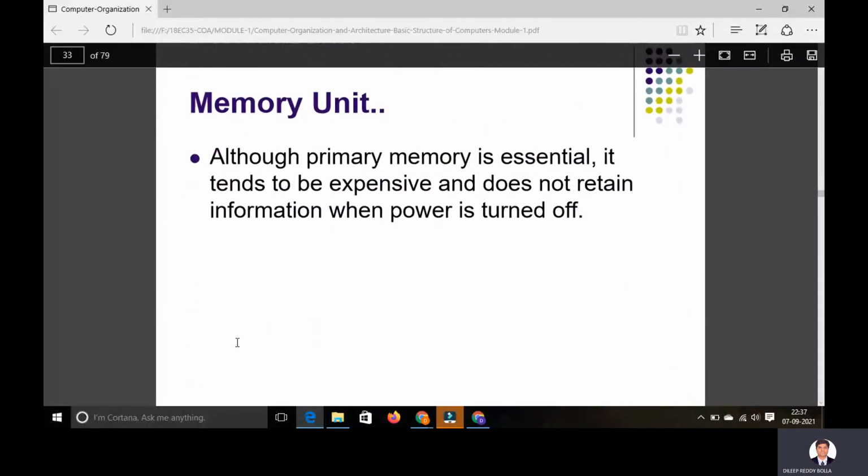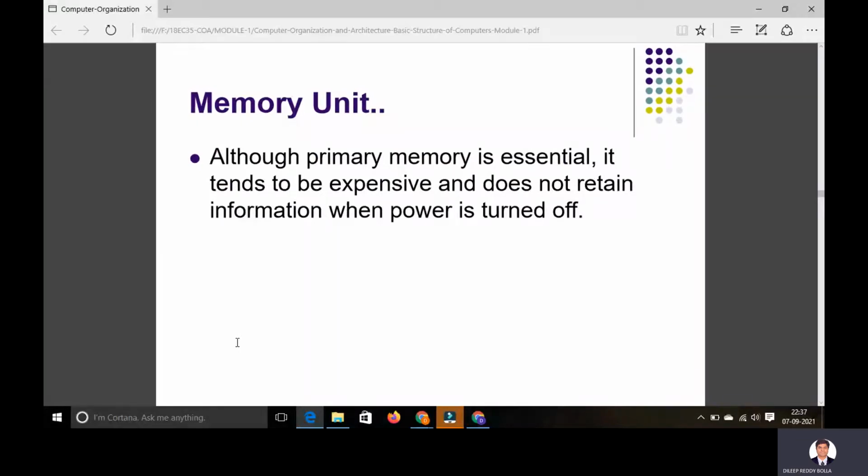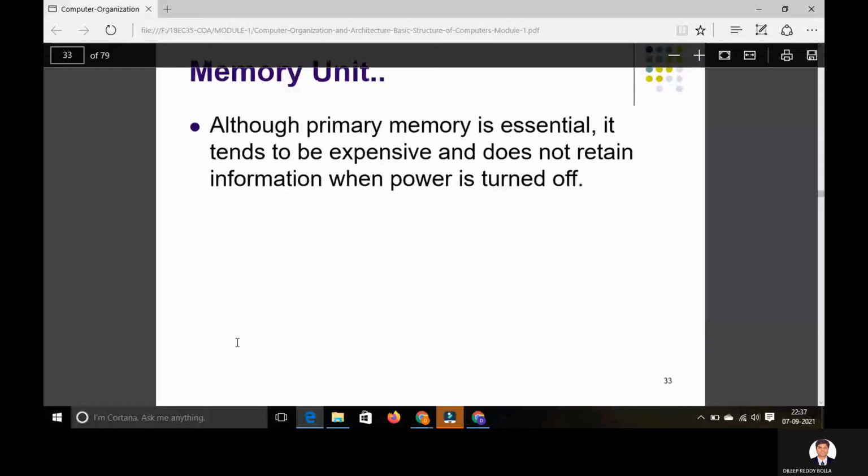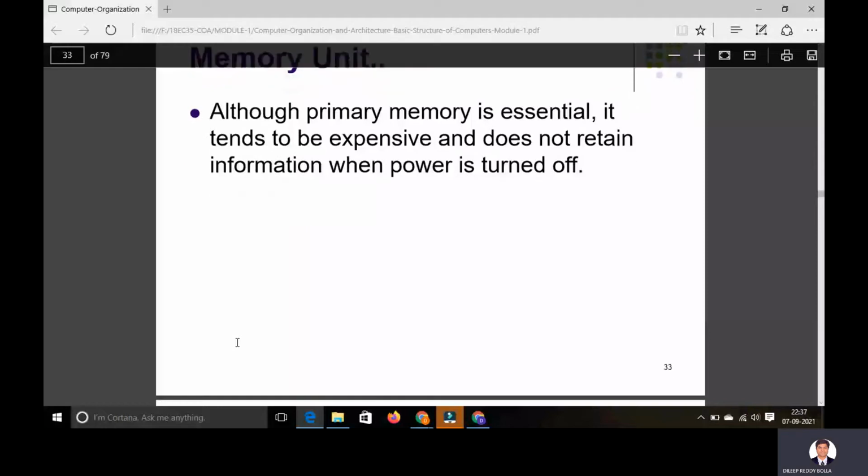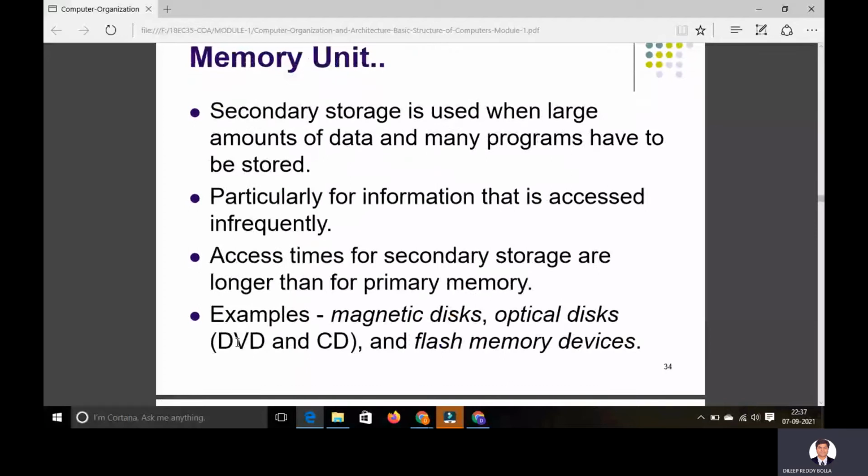We'll conclude this memory topic. Whether we have primary memory or secondary memory, it tends to be expensive and does not retain information when power is turned off. Let us focus more on primary memory. With primary memory, when we turn off the power, we cannot store the data in it. Whereas in the case of secondary memory, we use a larger amount of data, and it works at a slower speed, because it has a lot of programs to be stored.